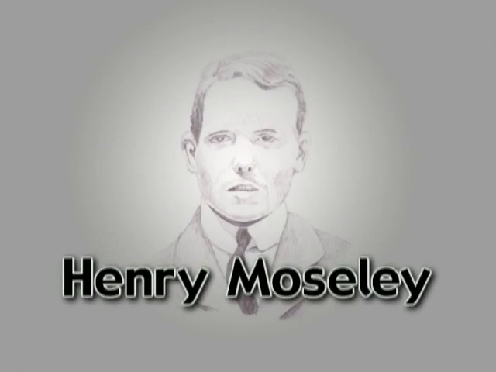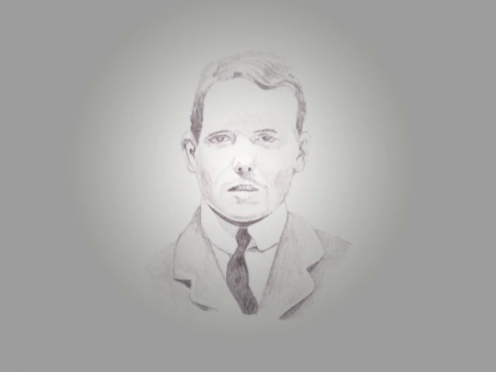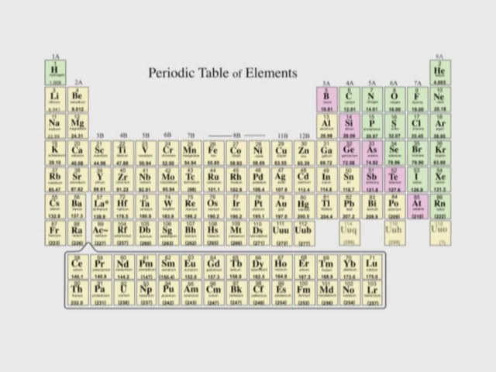Through the work of Henry Moseley, the atomic number, or number of protons, was determined for known elements. Today's modern periodic table is based on the periodic law, which states that the chemical and physical properties of elements are periodic functions of their atomic numbers.